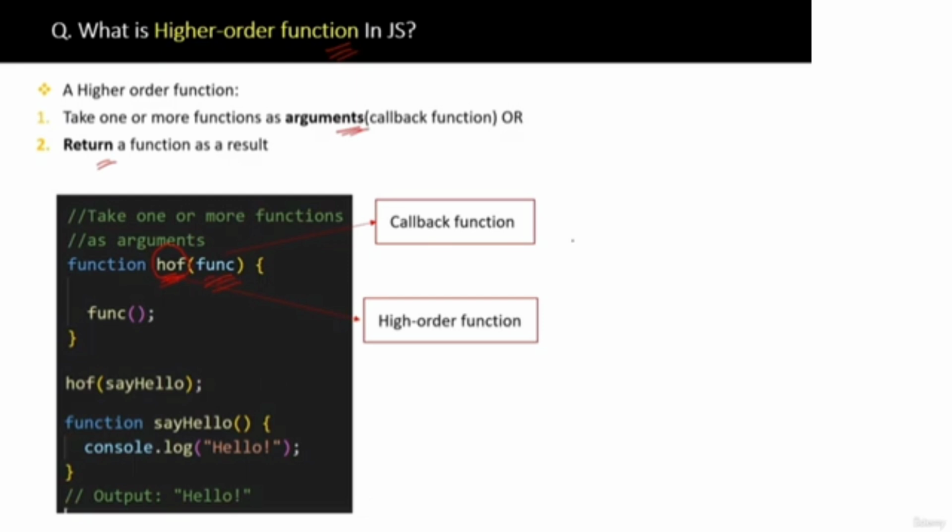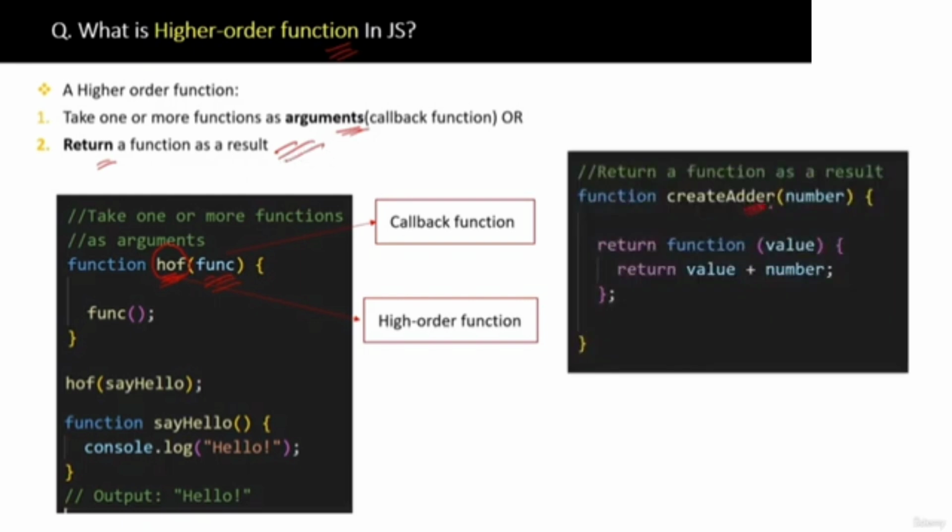Now the second type of higher order functions returns a function as a result. See this function, the createAdder function is a higher order function here because inside it we are returning the result of this function, which is just adding the value and the number. And this function is anonymous, but it can be a named function as well. That is not a problem. So a function returning a function as a result is also a higher order function.